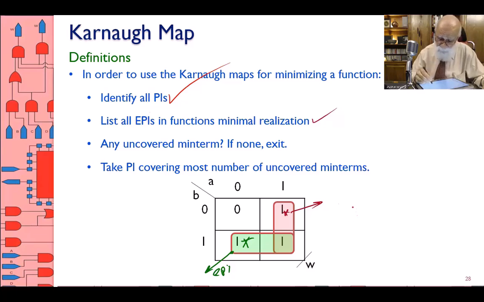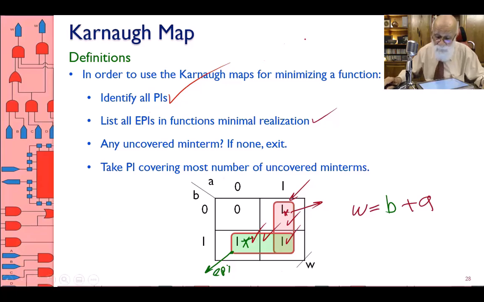Then it says minimal realization of the function is: first list all your essential prime implicants. Okay, I have an essential prime implicant which is B, and then I have another essential prime implicant which is this one over here, which is A. Then go back and look to see what mean terms these essential prime implicants cover. B covers this and this. A covers this and this.